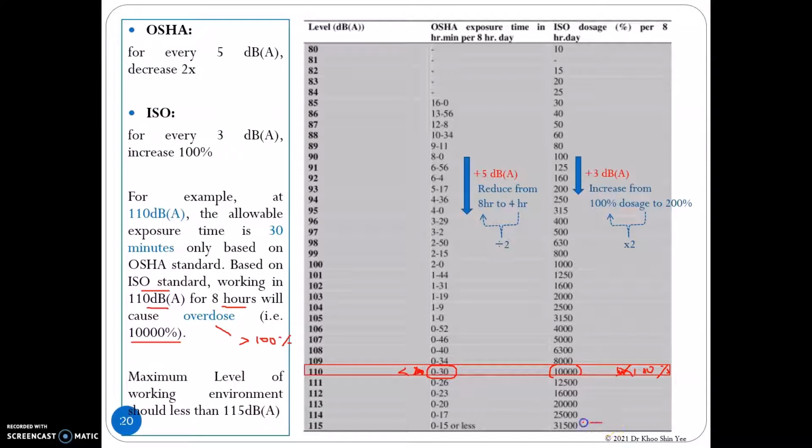From the table, you can see the highest dBA is equal to 115. So this is the maximum level of working environment. Exceeding this value, you have the potential to get hearing damage instantaneously. So please make sure the working environment is always less than 115 dBA.